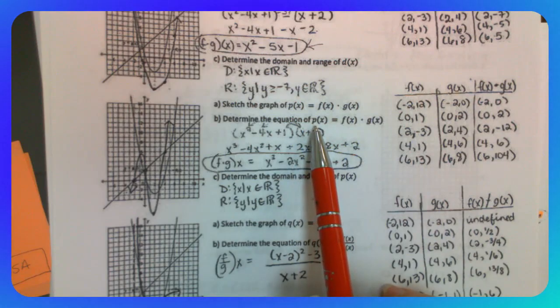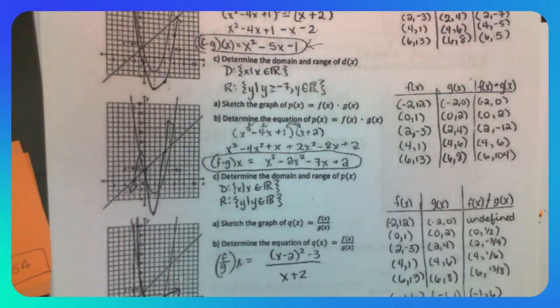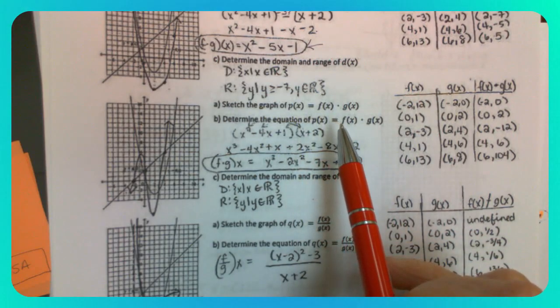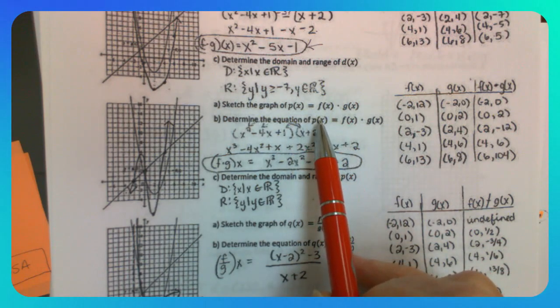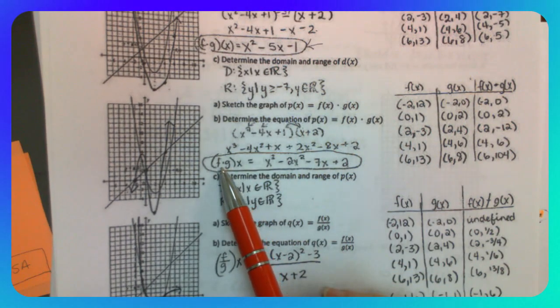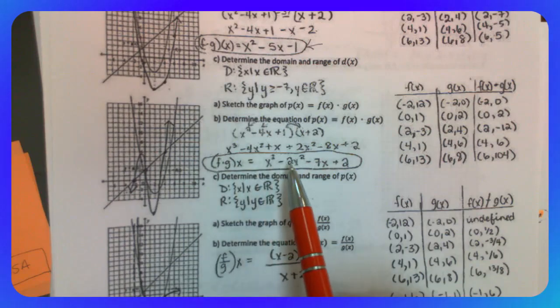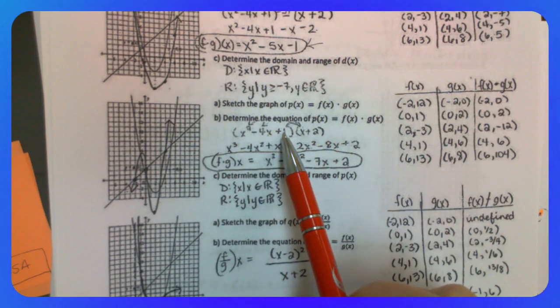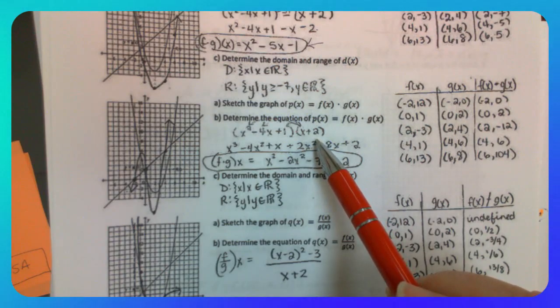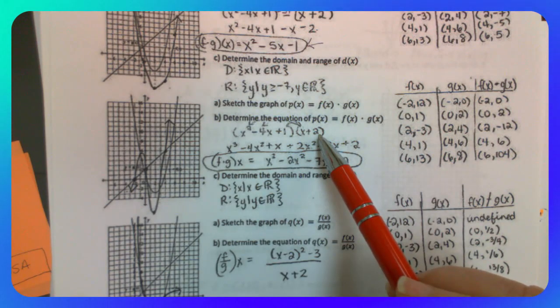Now we want to determine a new function p of x, which is from multiplication, which is both of these multiplied together. So it's f times g of x. All right, so once you have that first one FOILed out, don't forget the minus 3, and then we're going to multiply it times x plus 2.